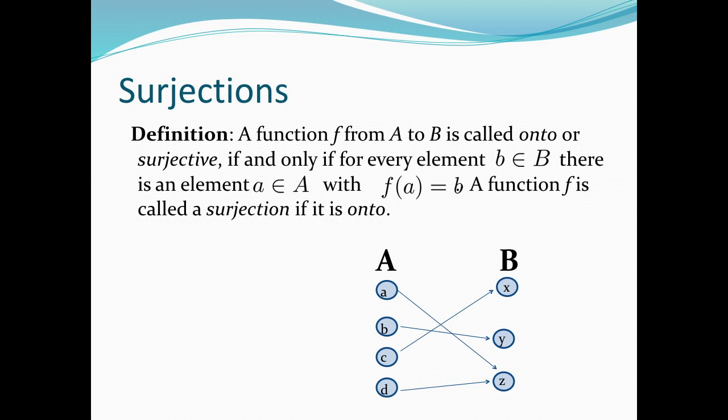The second type is called surjection. Surjection is a function f from A to B, where we call it onto. Because in this case, every element in the set B is mapped by an element from A, not the other way around. Now we look at the set B and we see X has been mapped by C, Y is mapped by B, Z is mapped by D. So we are covered. All elements in B have been covered by the relationship under the function f. So we call this function onto, or we call it surjection.